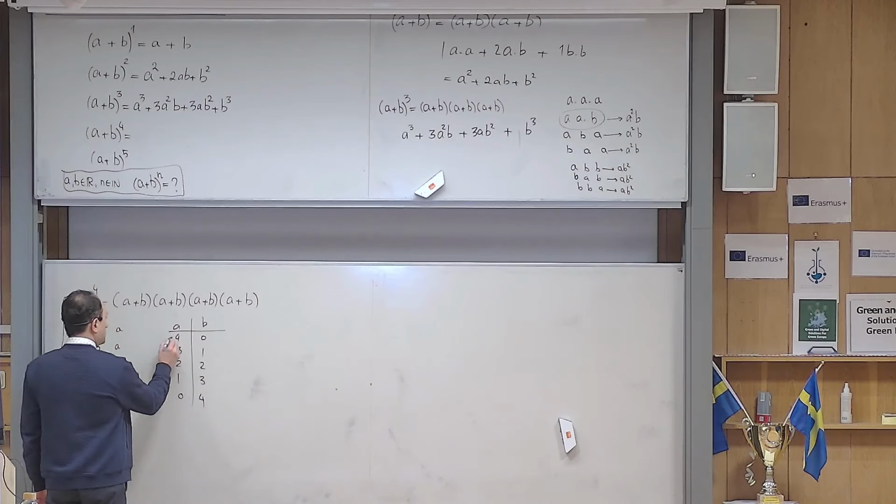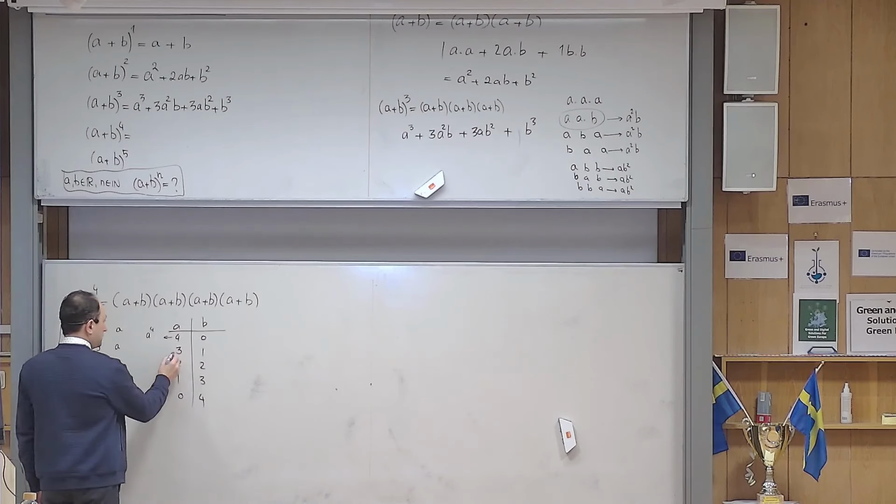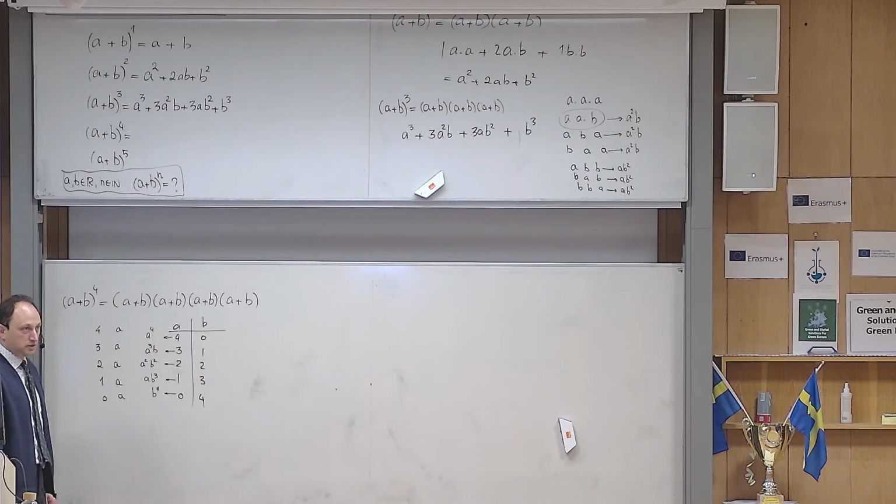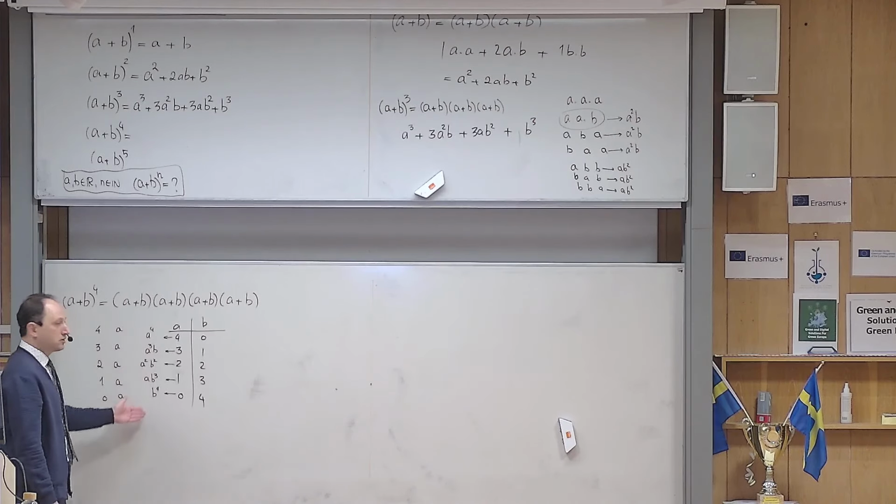will give me which type of term? It gives me a to the power of 4. This one will give me a cubed b. This one will give me a squared b squared. This will give me a b cubed, and this will give me b to the power of 4. But I want to know how many of each one of them I have. Yes? So these are only terms that are involved.